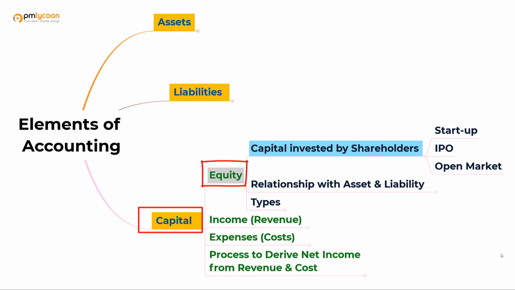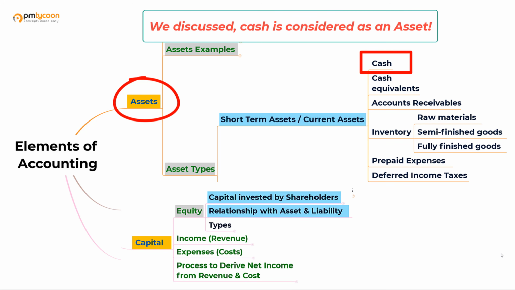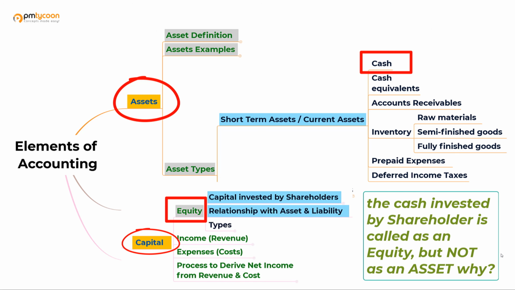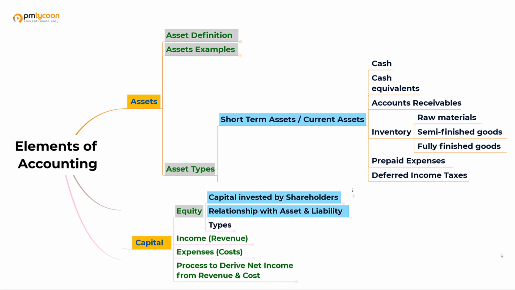Now I'm going to put up an important question. In the assets section, we discussed that cash is considered an asset. And right now, what we're saying is when a shareholder invests money in the company, it is called equity. Why do we not call it an asset? Not to worry, if you're not sure, I will explain it and it becomes very clear. You will get the distinction between equity and assets. This is why it is really important to understand the concepts.